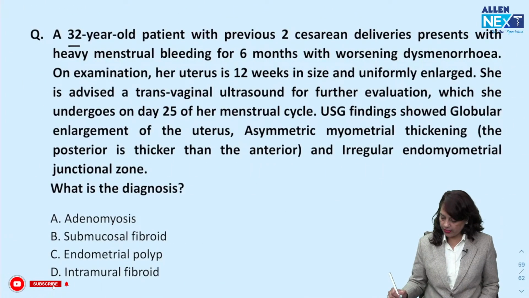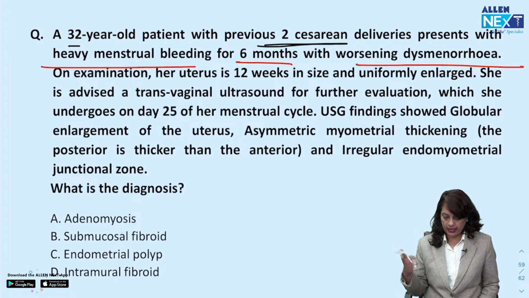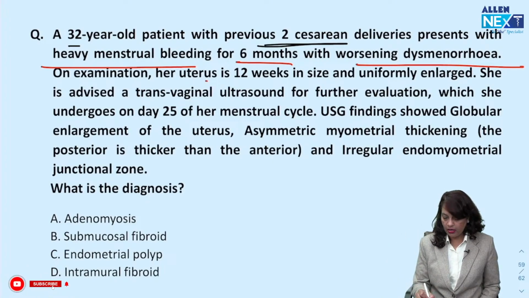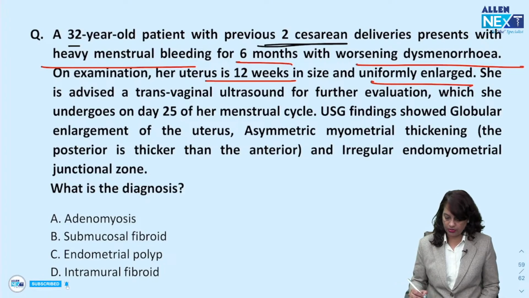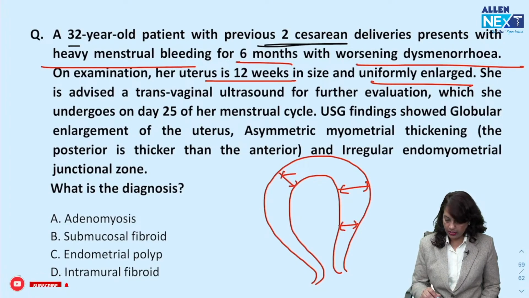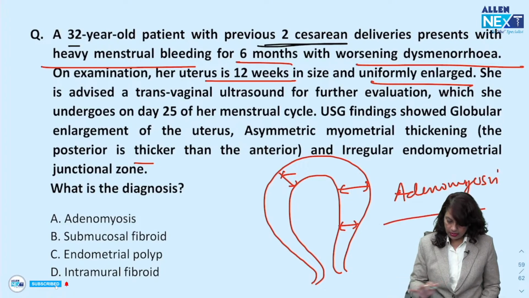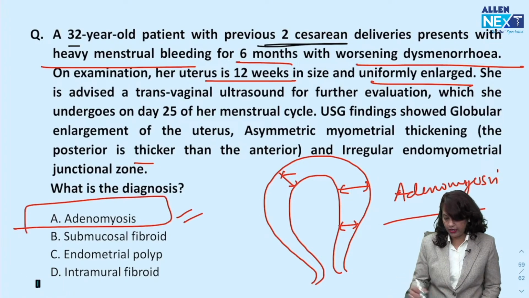A 32-year-old female presents with previous 2 cesarean sections, heavy menstrual bleeding for 6 months, worsening of dysmenorrhea. Two cesareans, heavy bleeding, worsening dysmenorrhea, uterus is 12 weeks, uniformly enlarged. The word uniformly enlarged is used when the myometrium is thickened. So thicker myometrium, irregular endomyometrial junctional zone. So this is no other than adenomyosis. This type of presentation is for adenomyosis.